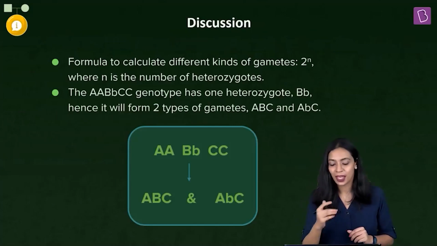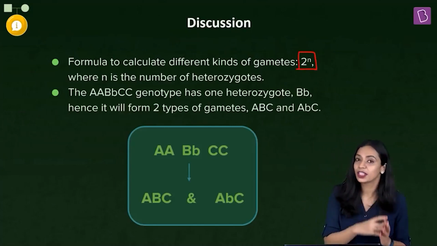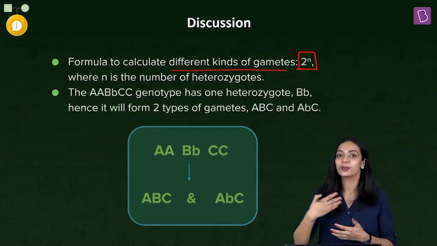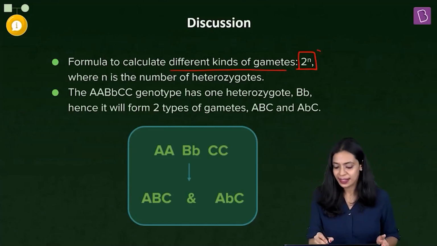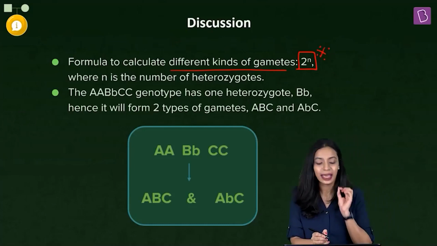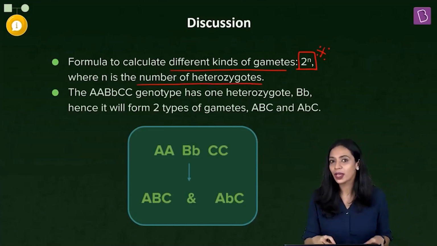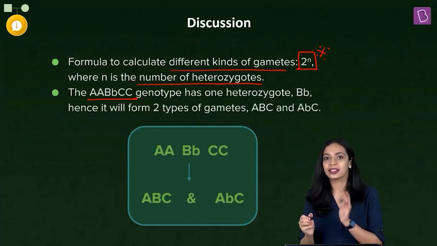of a formula. And the formula is 2 to the power n. Okay, so to calculate the different kinds of gametes that are possible to be produced by a plant for which the genotype is given, this is the formula that we will be using. Now, what does n here stand for? N stands for the number of heterozygotes. Okay, so now let's look at the genotype of the plant that is given to us. It is capital A, capital B, small b, capital C, capital C.